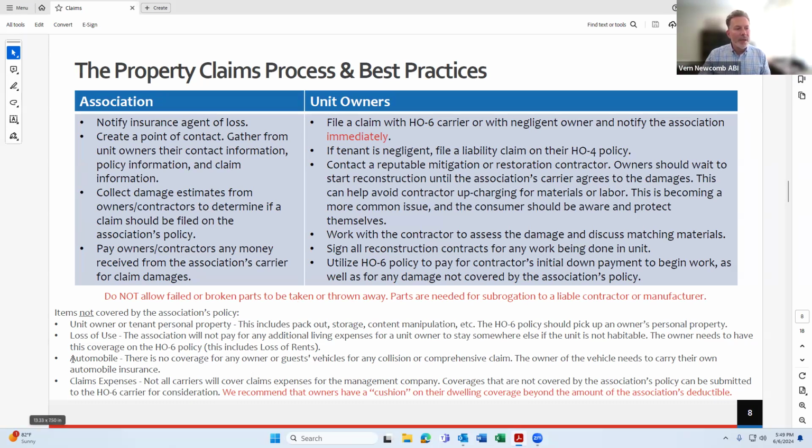So let's go over to the unit owner. The unit owner needs to contact a reputable mitigation or restoration contractor. This is very important.